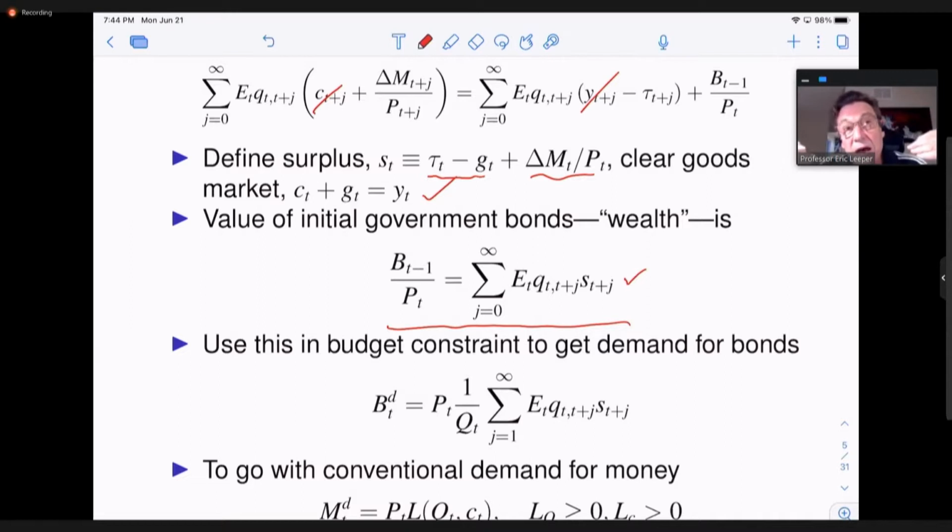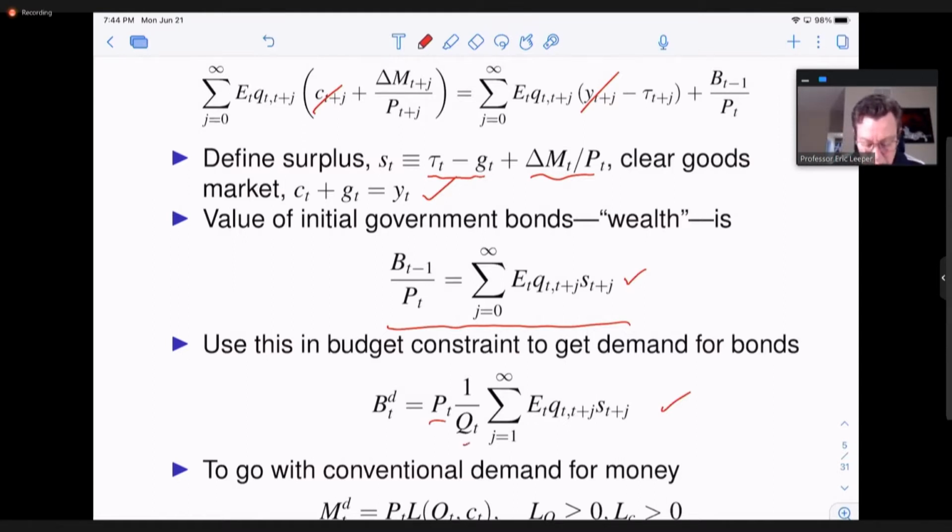And that value appears as wealth to the individual in the economy. Now, if we use this expression back in the budget constraint for the household, we can get something that looks like a demand for bonds. So this is the demand for nominal bonds. It's homogeneous of degree 1 in the price level, because what they really care about is real bonds.